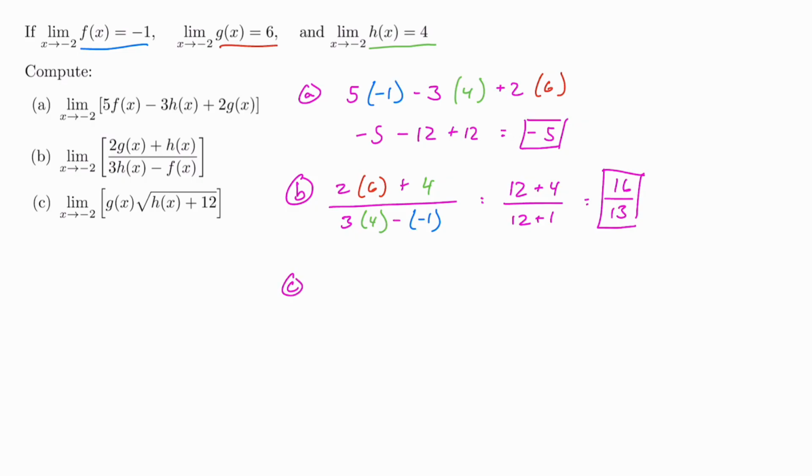And finally for C, we've got g of x, which is 6 times the square root of h of x plus 12. So that is 6 times the square root of 16, which is 6 times 4, also known as 24.